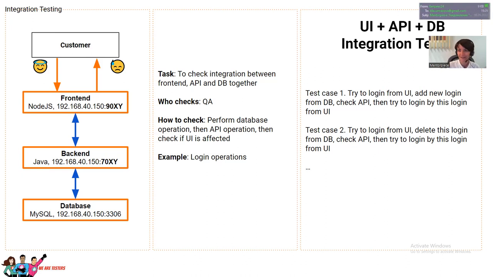Because those three teams could, firstly, sit in completely different offices, in different countries, in completely different time zones. So we could have a front end team in Armenia, for example, and a database team in the USA. It is a very, very typical situation right now.